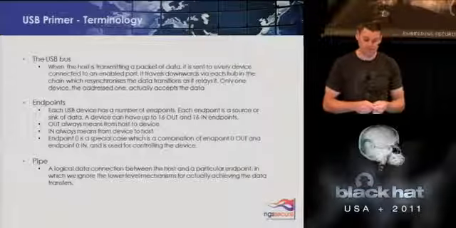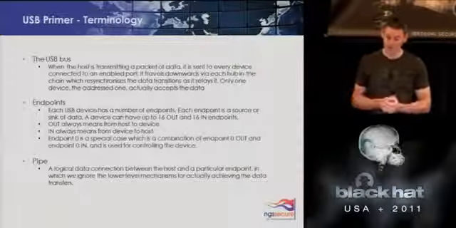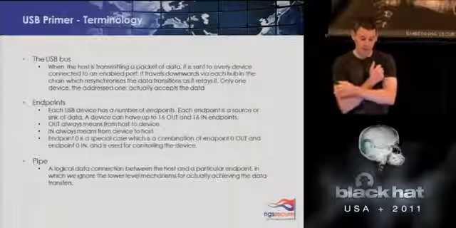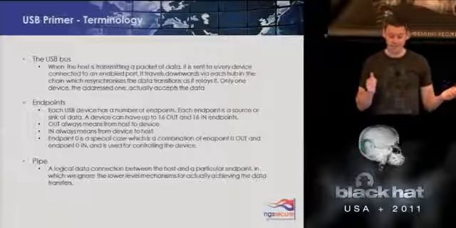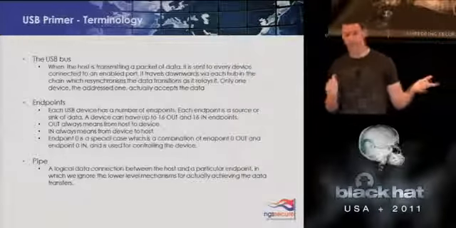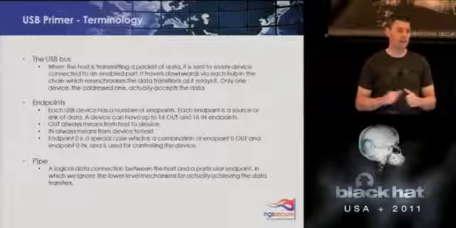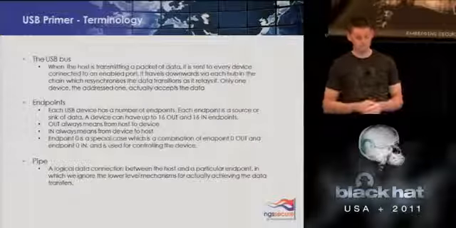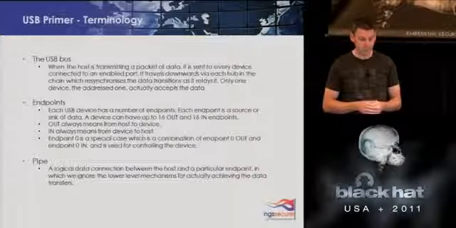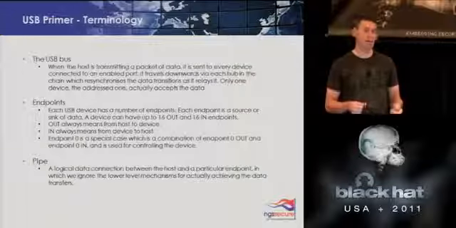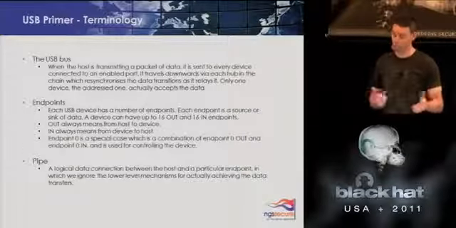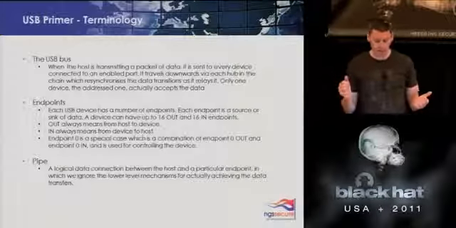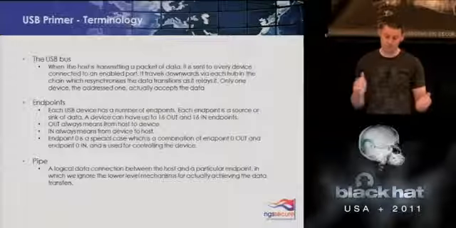Each USB device has a number of so-called endpoints, and each of these endpoints is a source or sink of data. So you can have up to 16 out and 16 in, out being from the host to the device and in from the device to the host. And there's a special endpoint called endpoint 0, which is used specifically for controlling the device rather than exchanging data in its normal usage. A pipe is a logical connection between the host and a particular endpoint.